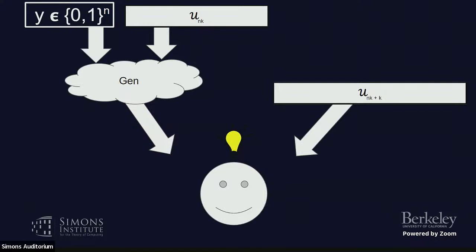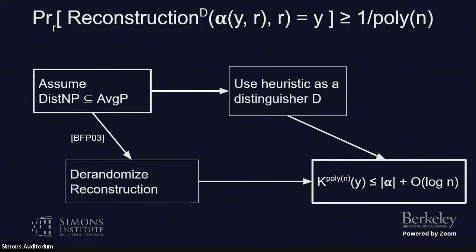Okay, so we take a string Y and we encode it in this generator, and we set things up in a way that we know there's a distinguisher between that generator and the uniform distribution. And then the nice thing about the generator, of course, is its reconstruction property. So it can give us back the string Y that we started with, although it's randomized. But that's okay if distributional NP is in average P, because by Berman, Fortnow, and Pavan, we have derandomization. So we can derandomize this reconstruction procedure. The randomness R becomes fixed, and then the required advice string for Y, which depended on R, also becomes fixed. So we have that there is some short advice string alpha that can compute Y in polynomial time.